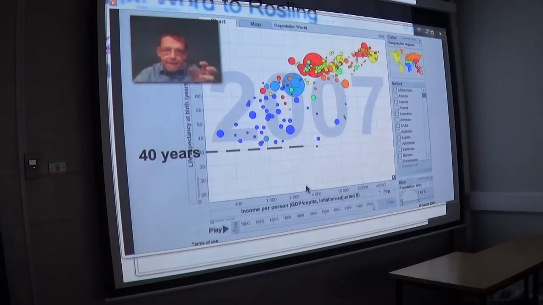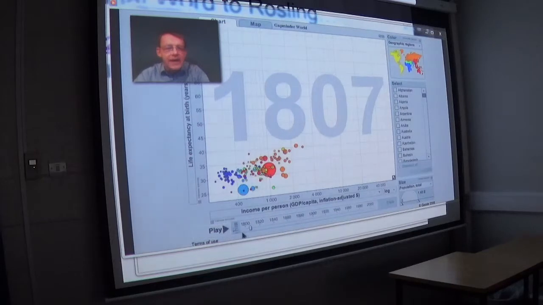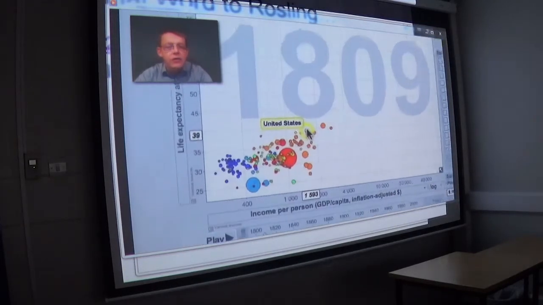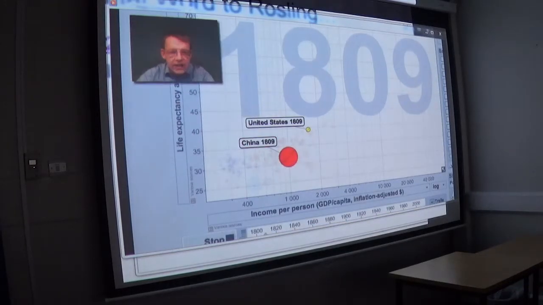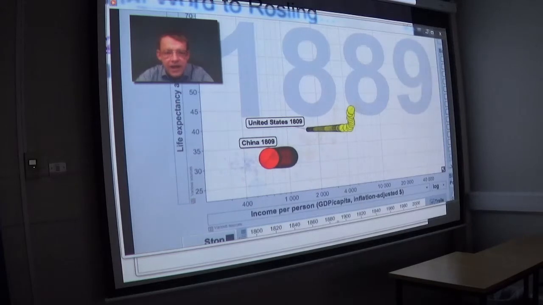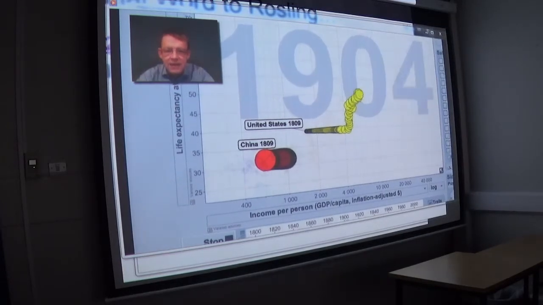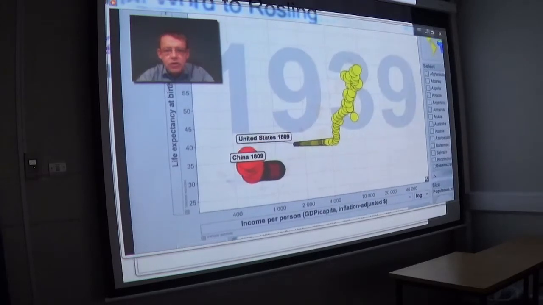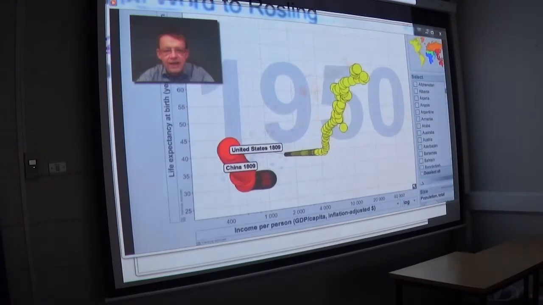But to show how the change came about in a different way, I would like to compare two countries here. I will go back to 200 years ago, 1809, and I would like to compare the United States with China. Look, 200 years ago, the economy was growing in the United States, whereas it was declining in China, that was dominated by foreign powers. Then health started to improve in the United States, but nothing happened in China. And in fact, it was not until modern China emerged here, 1950, that China really started to improve.